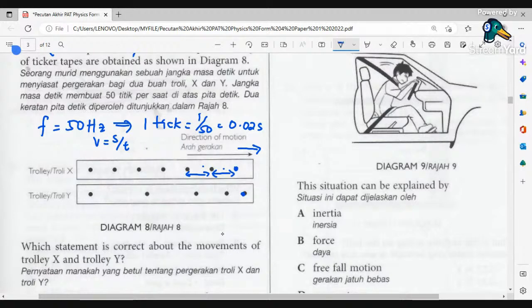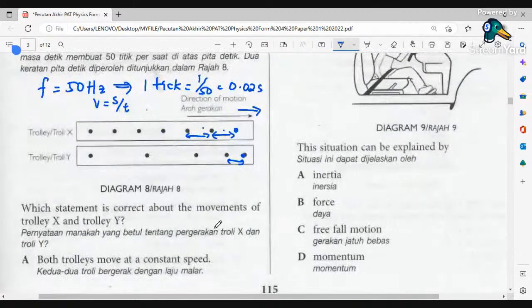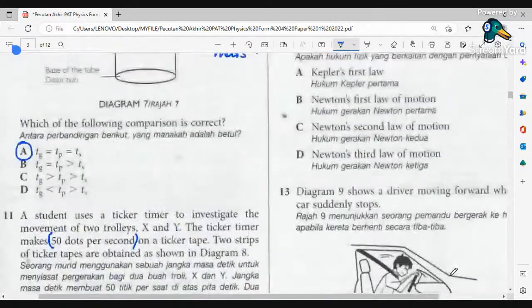Same time interval, 1 tick, meaning velocity depends on distance between 2 dots. If distance is longer, velocity is higher. If distance is constant, velocity is constant. So for trolley X, you can see distance are constant. So constant velocity. We look at trolley Y, distance between 2 dots increases, meaning velocity increases. So velocity increases, we can say accelerates. Okay, so we get trolley X constant velocity, trolley Y accelerates. Okay, kita tengok jawapan yang mana.